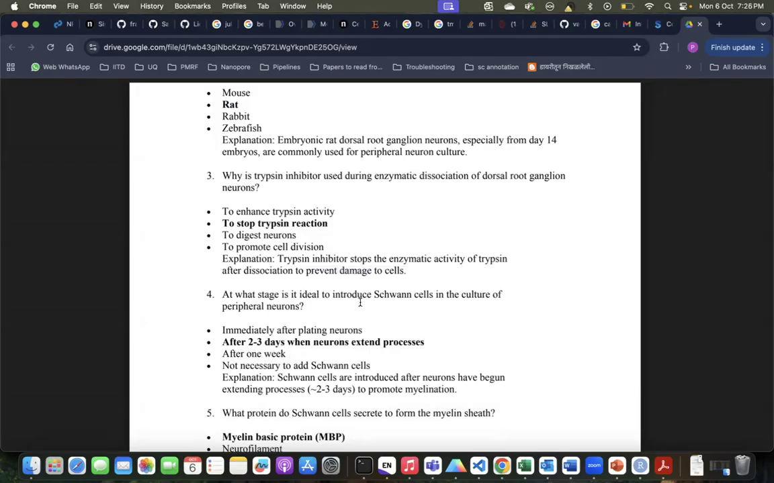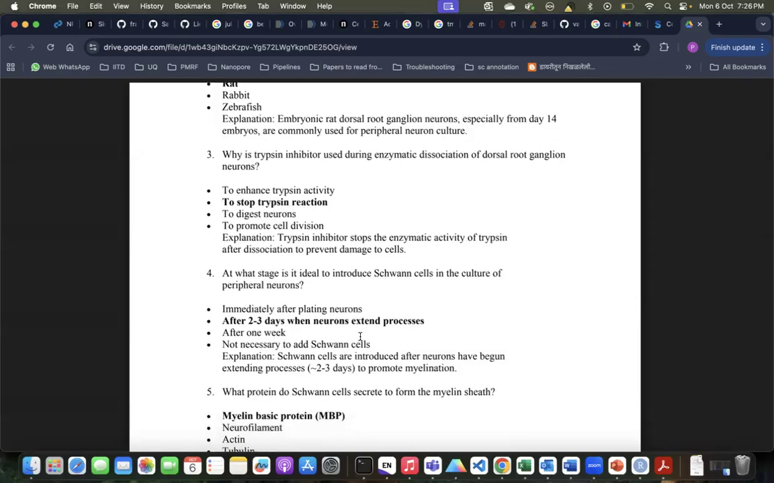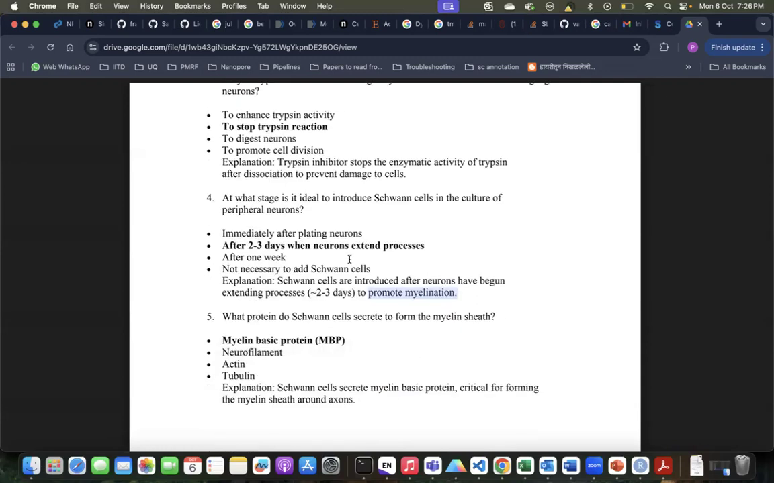At what stage would it be ideal to introduce Schwann cells into the culture of neurons? You don't want Schwann cells to overtake. So initially, you just have neurons, you allow them a few days to extend their processes and grow, and then you add Schwann cells. Of course, you want to grow Schwann cells along so that the neurons get myelinated, but you don't want them to overgrow.